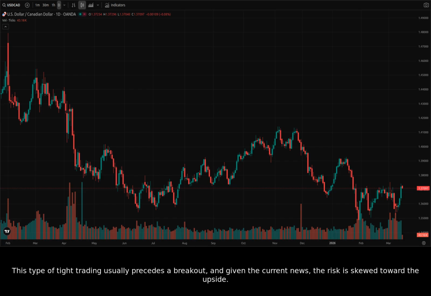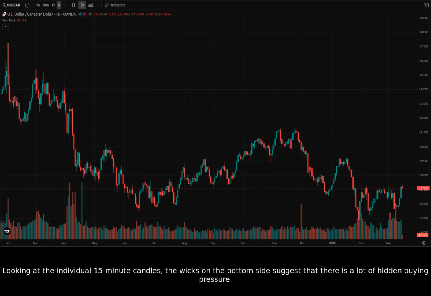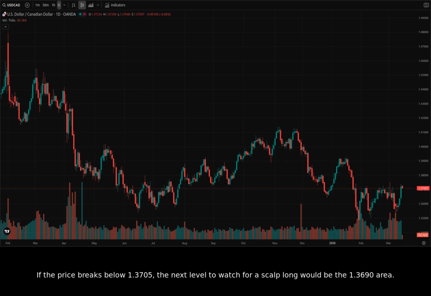This type of tight trading usually precedes a breakout, and given the current news, the risk is skewed toward the upside. The support at 1.3708 is holding remarkably well, acting as a trampoline for any minor sell-offs. Looking at the individual 15-minute candles, the wicks on the bottom side suggest that there is a lot of hidden buying pressure. If the price breaks below 1.3705, the next level to watch for a scalp long would be the 1.3690 area.